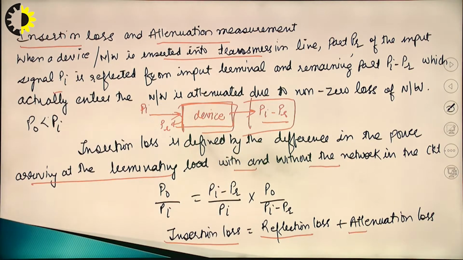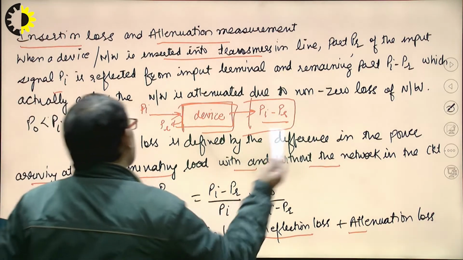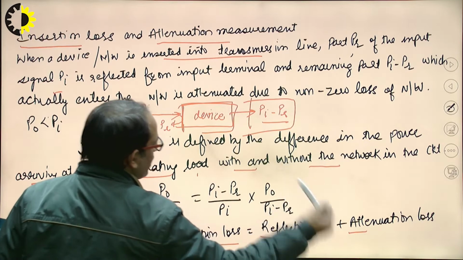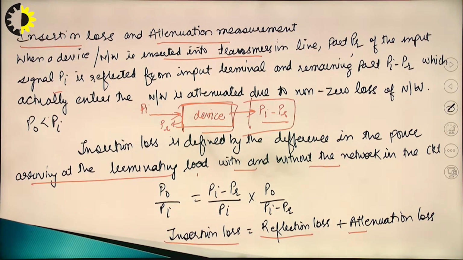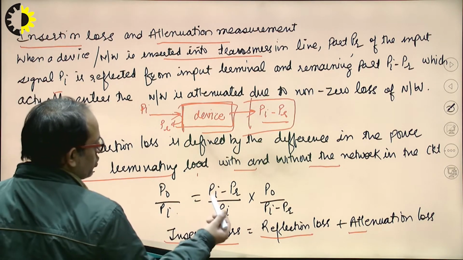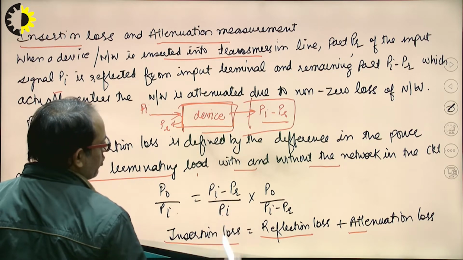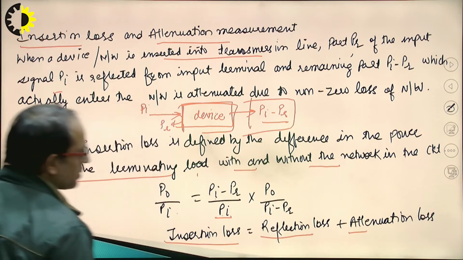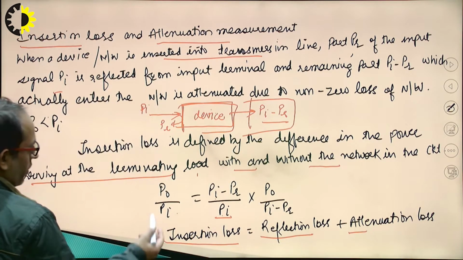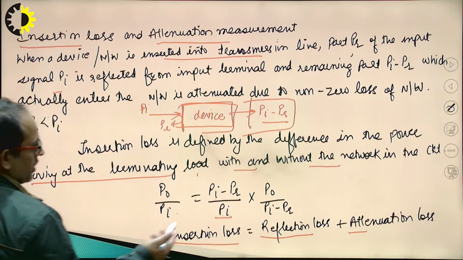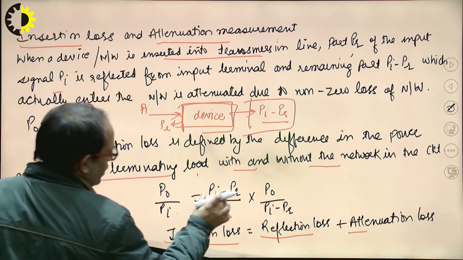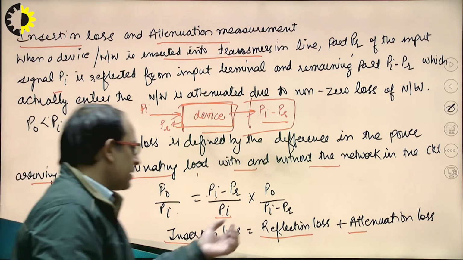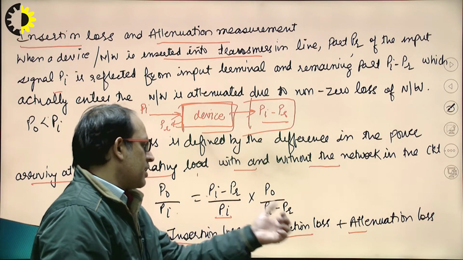Clear? So insertion loss is defined as the difference in the power arriving at the terminating load with and without the network in the circuit. So PO by PI equals Pi minus PR upon Pi multiplied by PO upon Pi minus PR, which means this one is P out by P in. P out by P in equals Pi minus PR upon Pi multiplied by PO upon Pi minus PR.